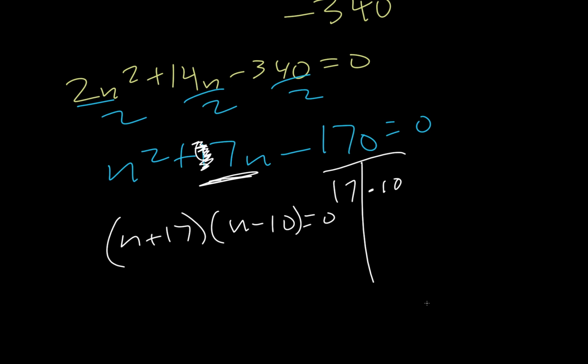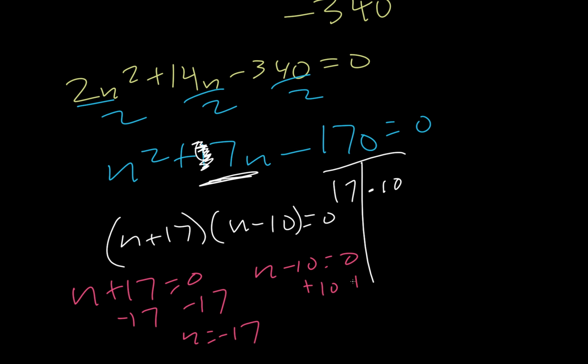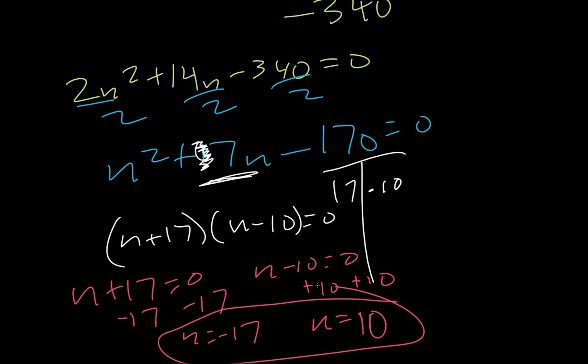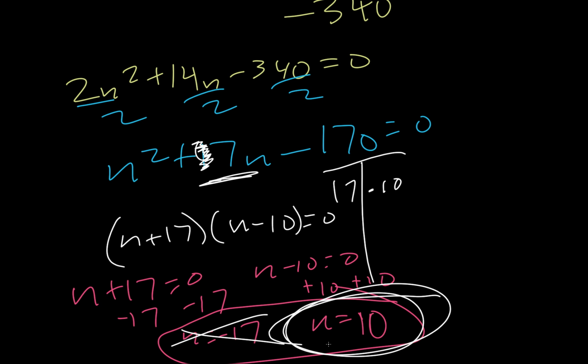By the zero product property, we can break this up into two equations. n equals negative 17, n equals 10, and negative 17 doesn't make sense for n because n has to be a positive number, and so n equals 10. So essentially what that's saying is there are 10 terms in that sequence.